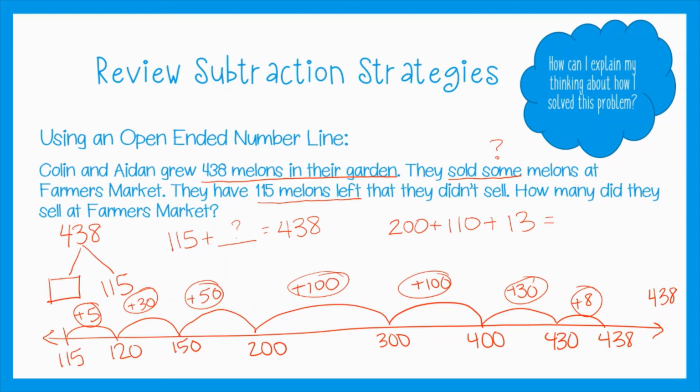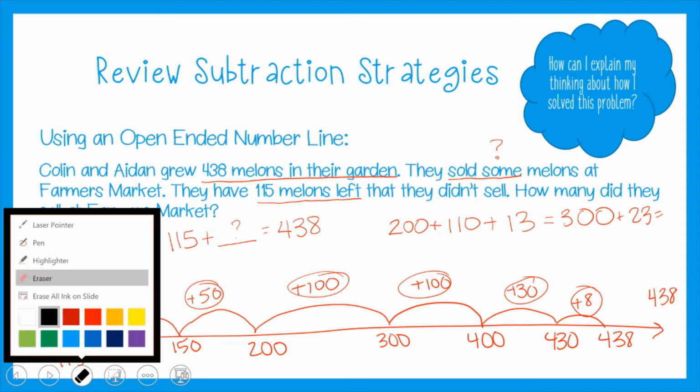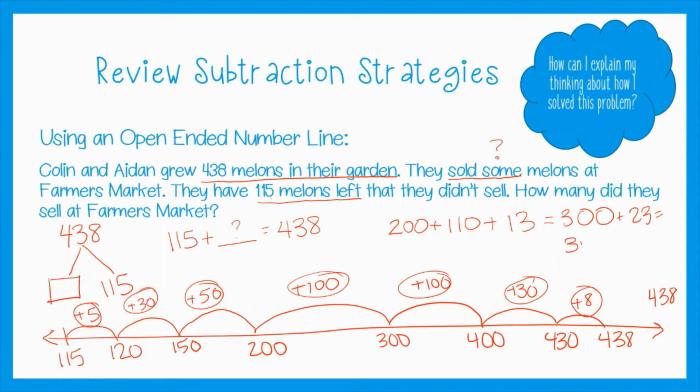And now I can add all that up. So if I add up the hundreds, I have 200 plus 100 is 300, plus my 10 and my 13 is 23. So that's 323. And it's 323 melons.